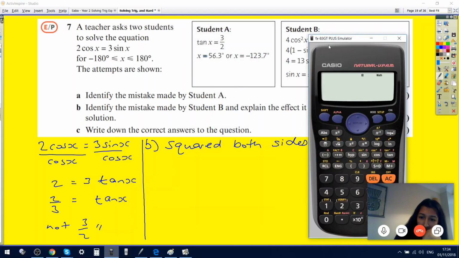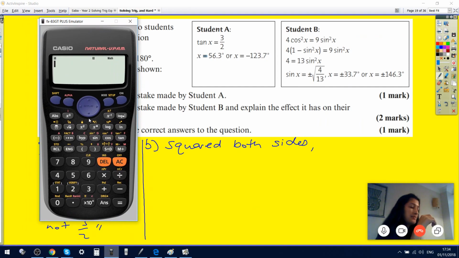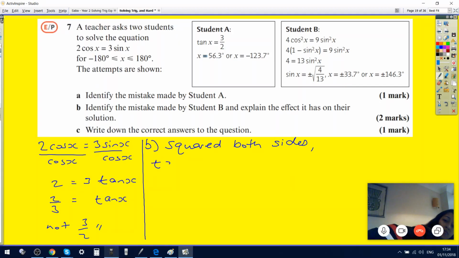Let's take a look what this should be. So inverse tan of 2 over 3. So it should be 33.7, so that's correct. Yes. So the answers should be 33.7. Sorry, theta equals. So if we solve the one that we just did, it would be theta equals 33.7, or sorry, x equals minus 146.3.